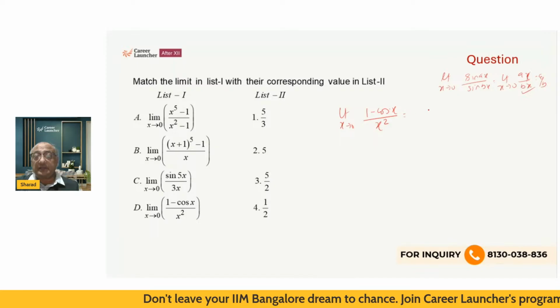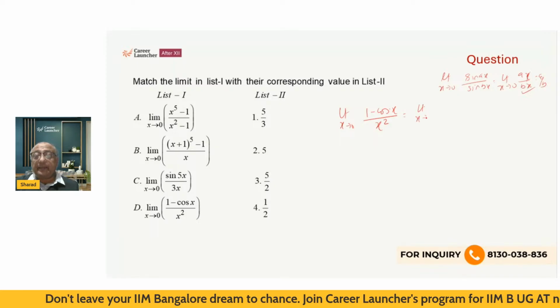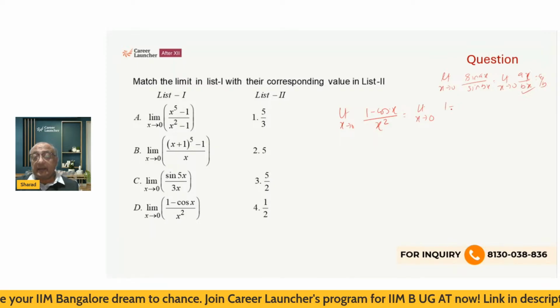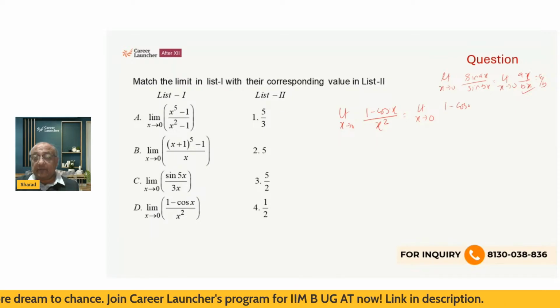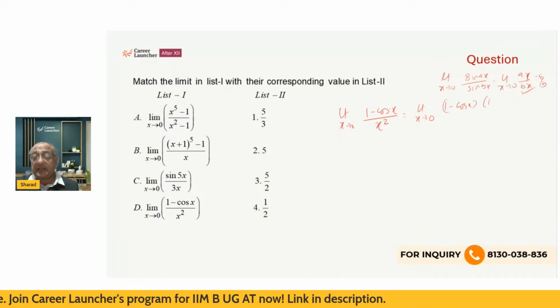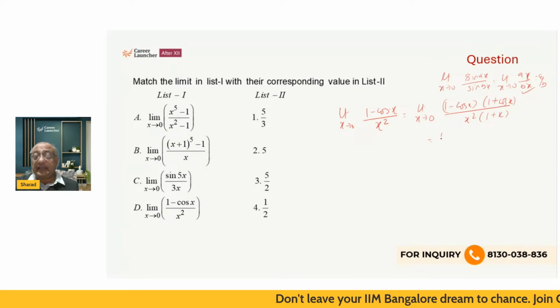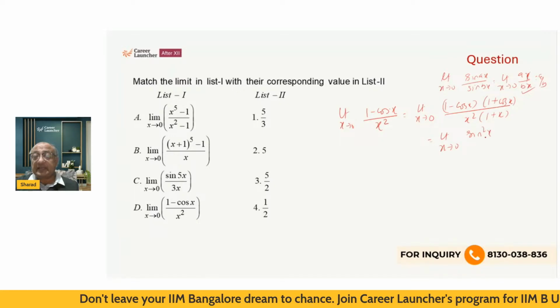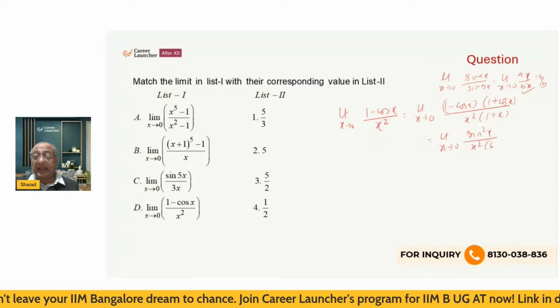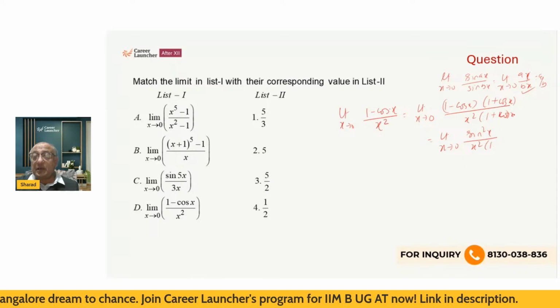Now come here, 1 minus cos x. So how do we solve it? I will multiply by 1 plus cos x. Why? I'll just give you this, this is an alternate method. I'll multiply by 1 plus cos x, and I'll get what? x square into 1 plus cos x. What will I get? Limit x tends to 0. Look at this, it's so simple. Sine square x upon x square, and I had here 1 plus cos x.